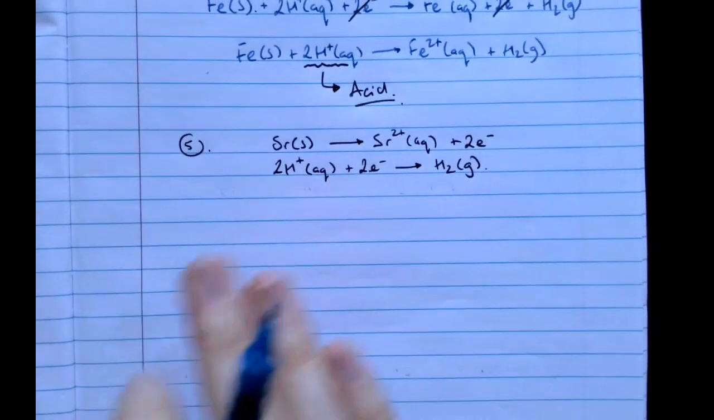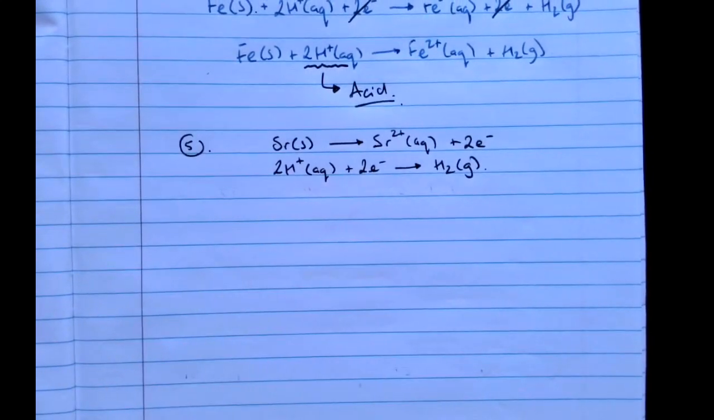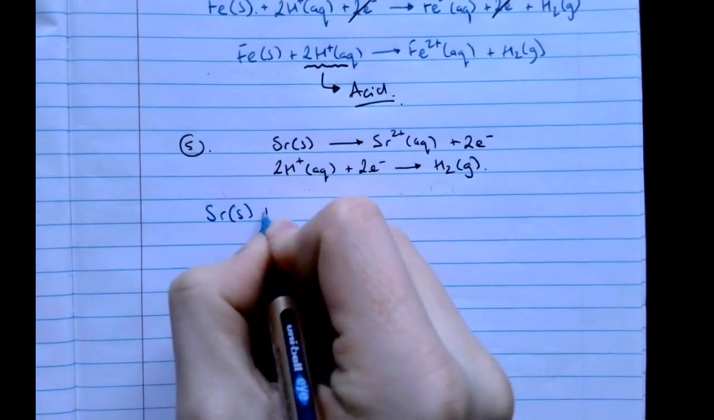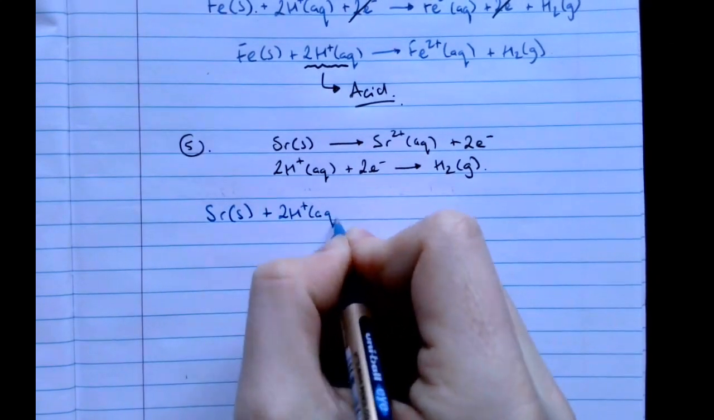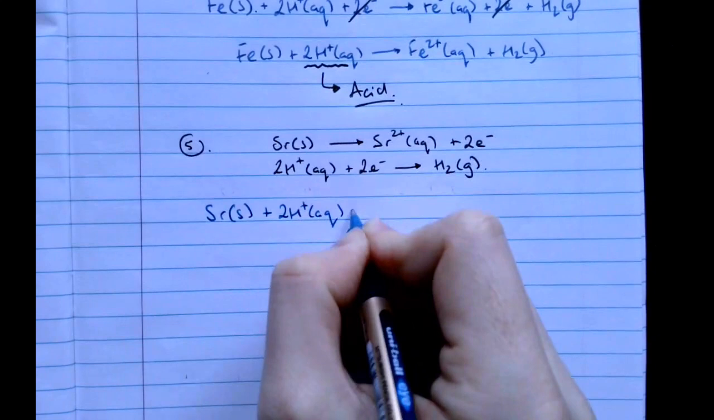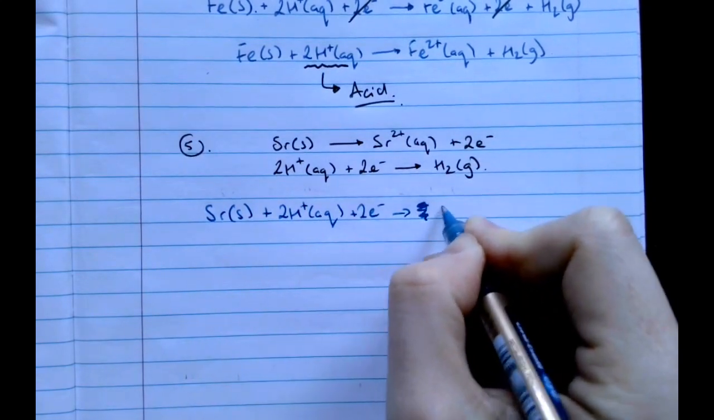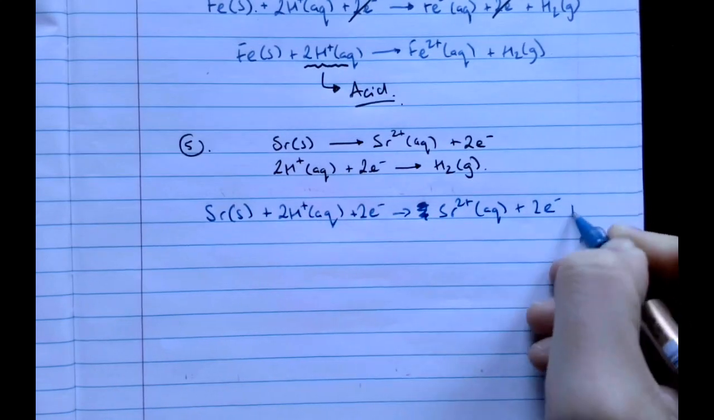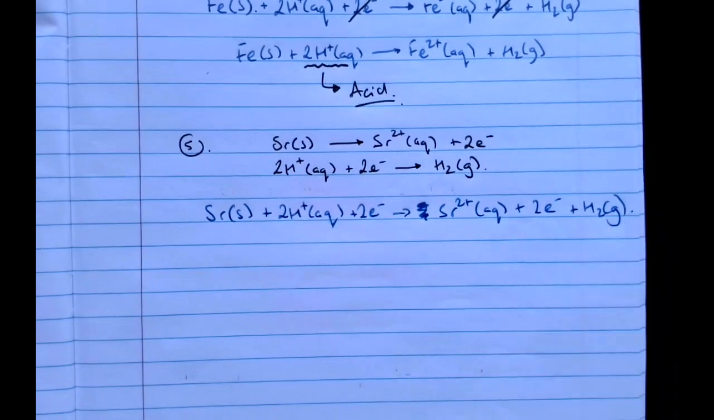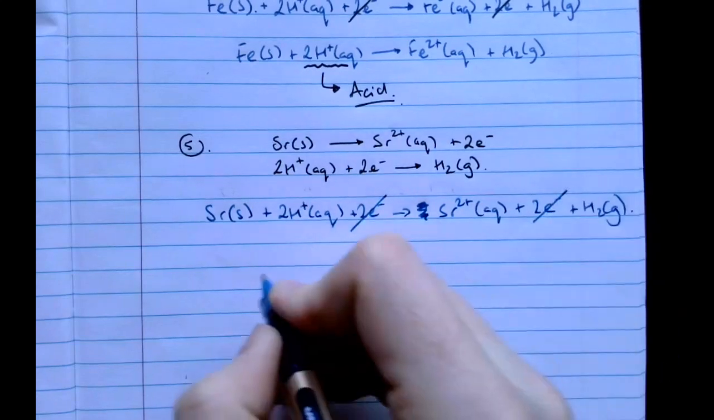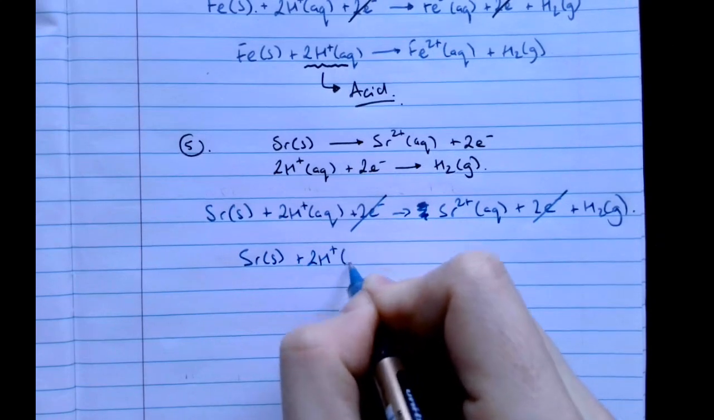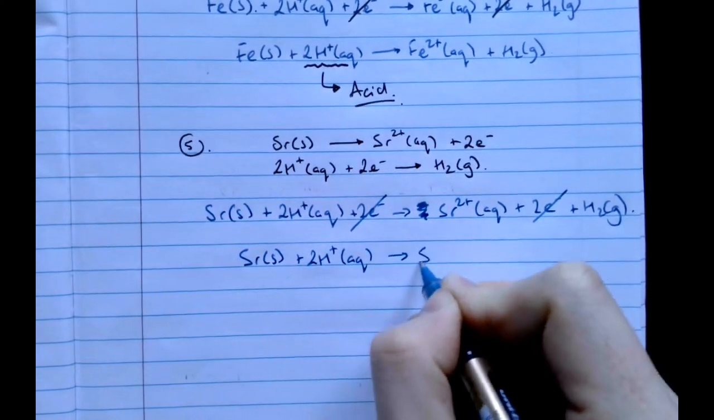Okay, so same again, Sr solid plus 2H+ plus 2e- gives us Sr2+ (aq) plus 2e- plus H2 gas. Electrons are on both sides, get rid of those. I have Sr solid plus 2H+ (aq) gives me Sr2+ (aq) plus H2 gas. And we are all done. Good work.